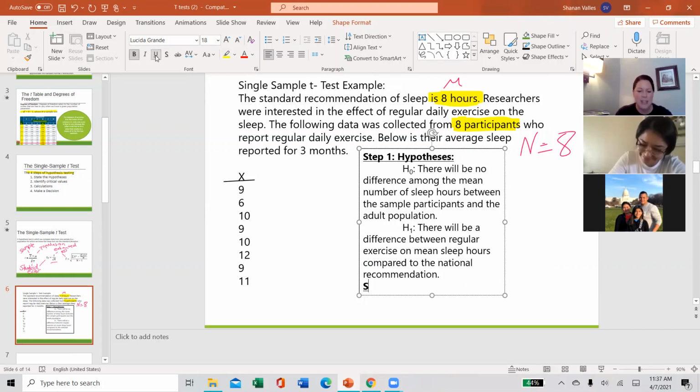Course. Okay, so step 2 is where we find our critical values.